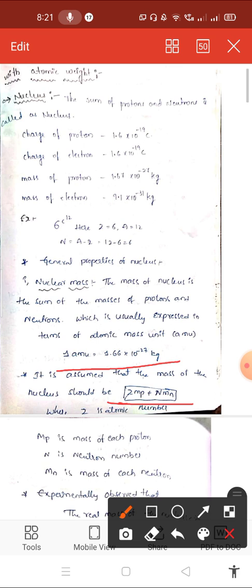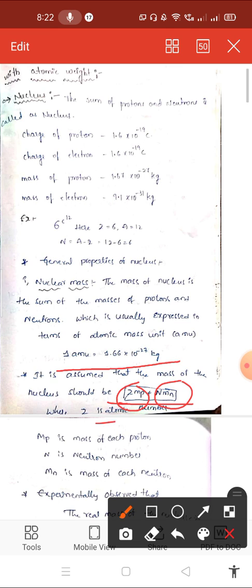So, what does the mass of the proton mean? The sum of the mass of the protons is the proton number multiplied by the mass of the proton, plus the neutron number multiplied by the mass of the neutron. Okay, see here, are you observing Z Mp and N into Mn?